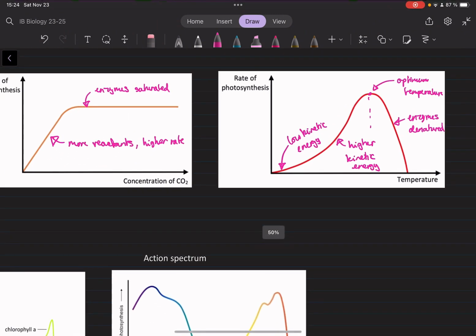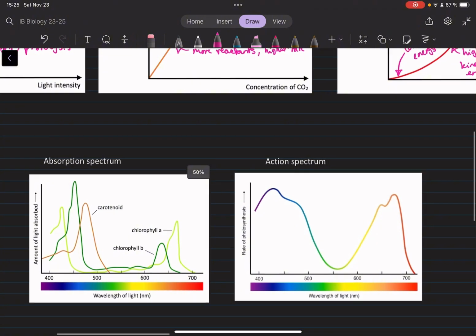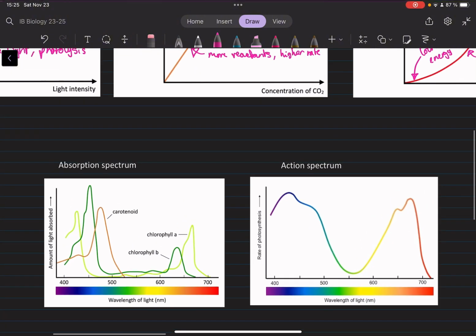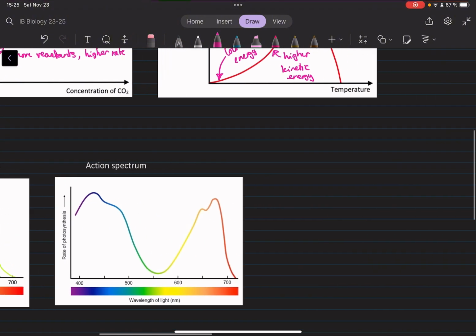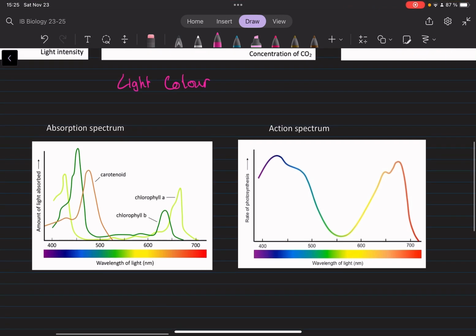The final one is my favorite one because I just think it's fascinating, and that is light color. I'll write it down because I don't think there's anywhere. So, what we need to know for this is the absorption spectrum and the action spectrum. And the good thing about that is that they are pretty similar.